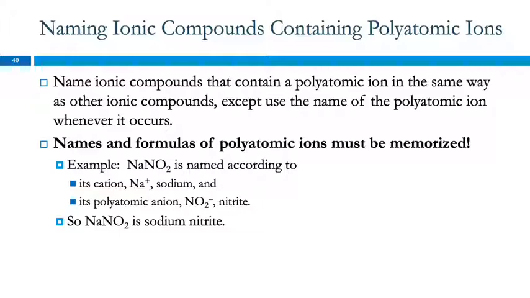So I look at the sodium, and I'm going to break it between the sodium and the NO2. The NO2 together is an ion. So I have Na plus. That's in group 1A, so I don't need a Roman numeral, so that's just sodium. And the rest of it is NO2 minus. And I memorized that. That's nitrite. So this is sodium nitrite.